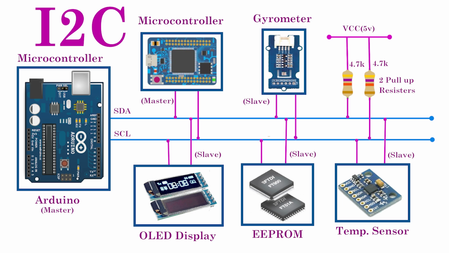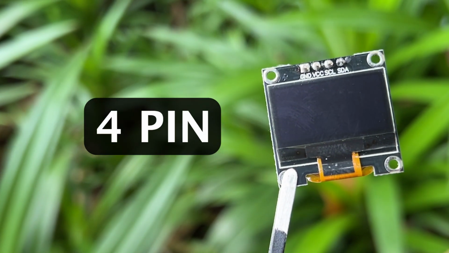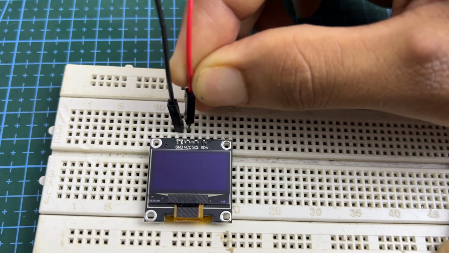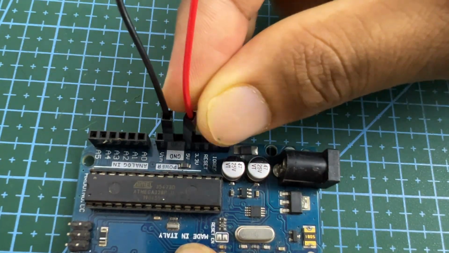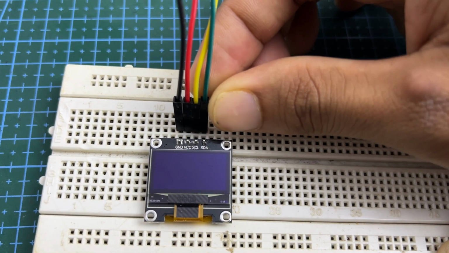How to connect an SSD1306 OLED display to your Arduino? We can connect with the Arduino via only four wires using I2C communication. For it, you should buy a 4-pin OLED display. Ground to ground. VCC to Arduino 5 volts. SCL to A5. SDA to A4.